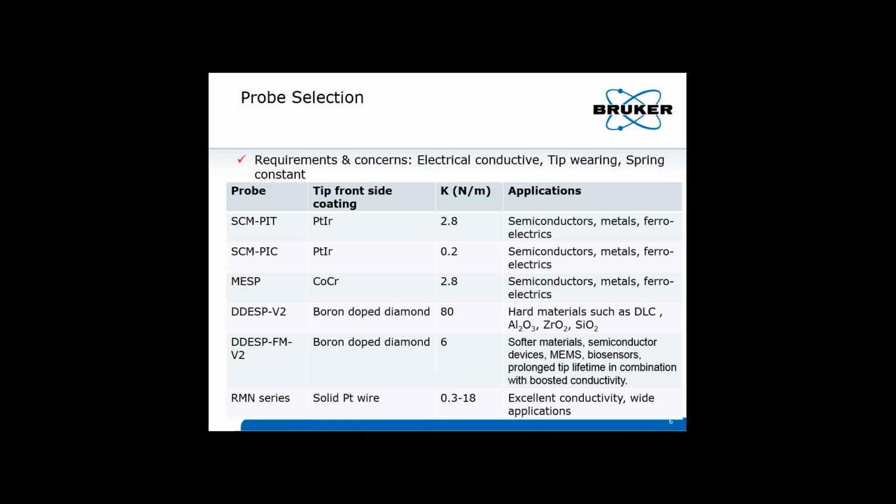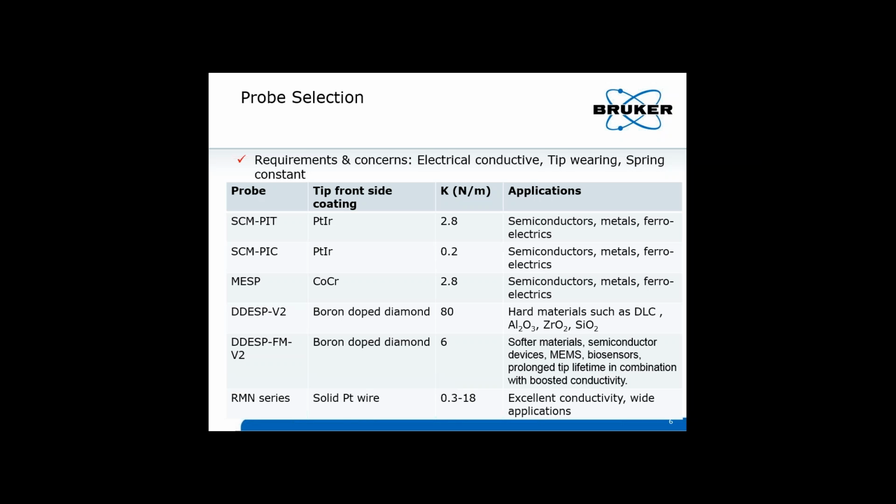DDESP and DDESP-FM are boron-doped diamond probes. They are usually used for hard materials such as DLC or soft materials, semiconductor devices, MEMS, biosensors, and so forth. Compared to the above conductive coating probes, they are more resistant to tip wearing.